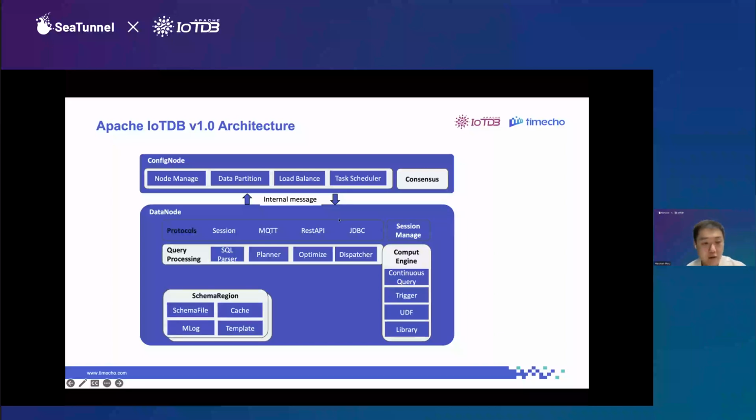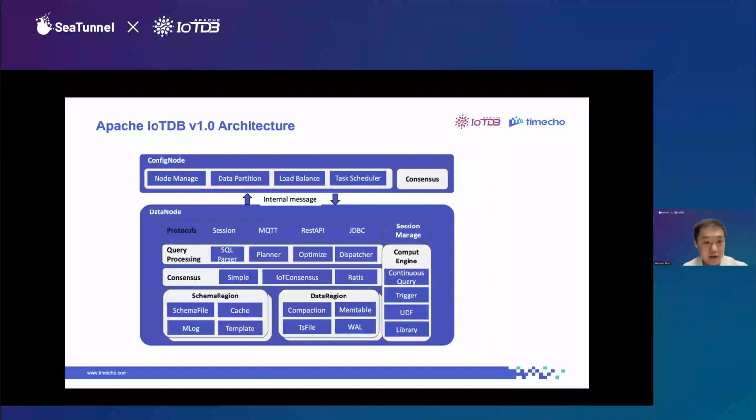In the data node, we also have a module to manage the schema info, which is called schema region. We have different formats of schema to manage, such as schema file, some metadata log, and the schema template, and some cache. And we have some data region to manage the data, which can, during the file compaction, manage the memory data, which is called mem table, and the disk data, which is called TsFile, WAL.